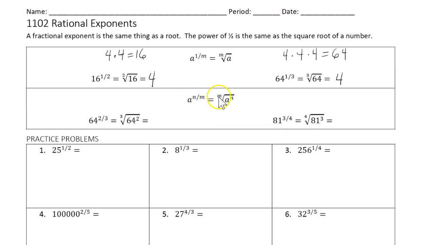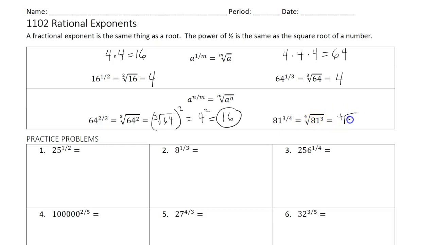In 64 to the 2/3, I could find 64 squared first and then find the third root of the answer. But the easier way is to find the third root of 64 first and then square it. The third root of 64 is 4. 4 squared is 16.